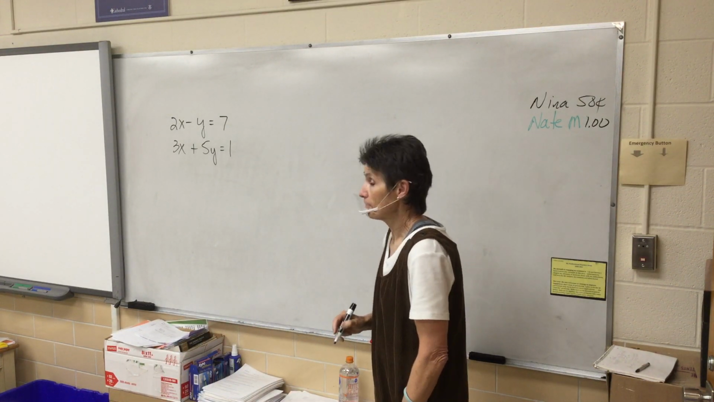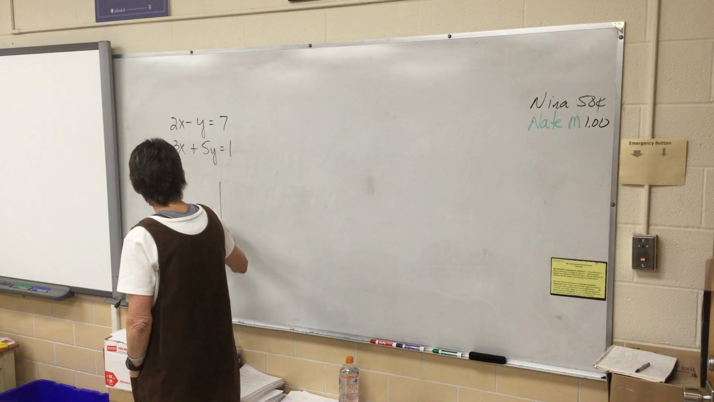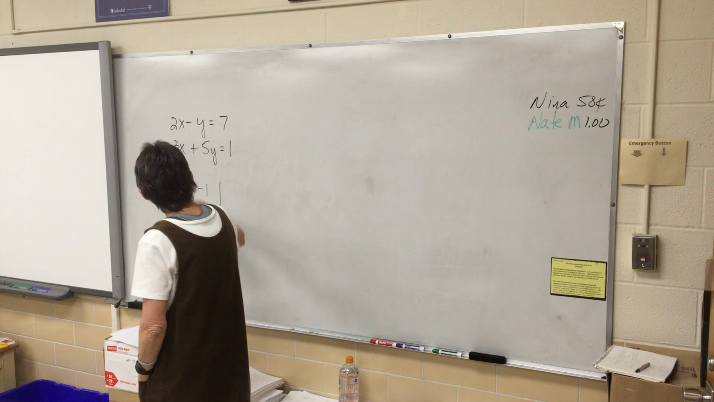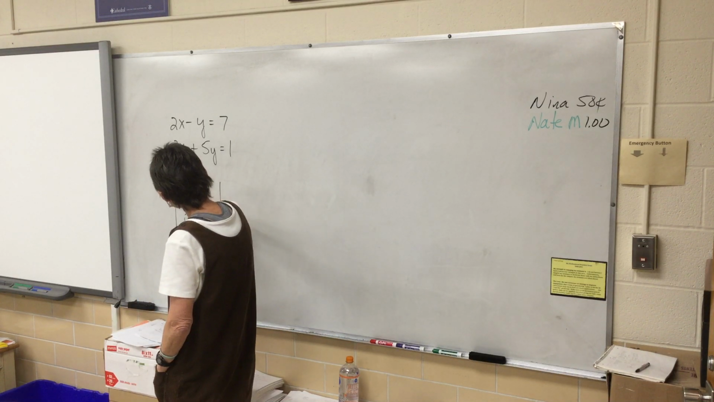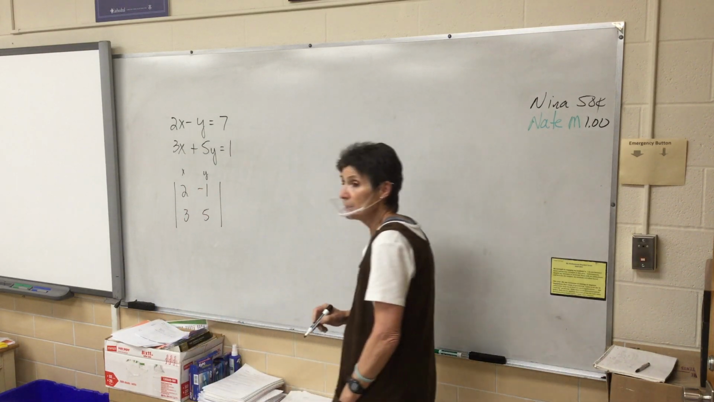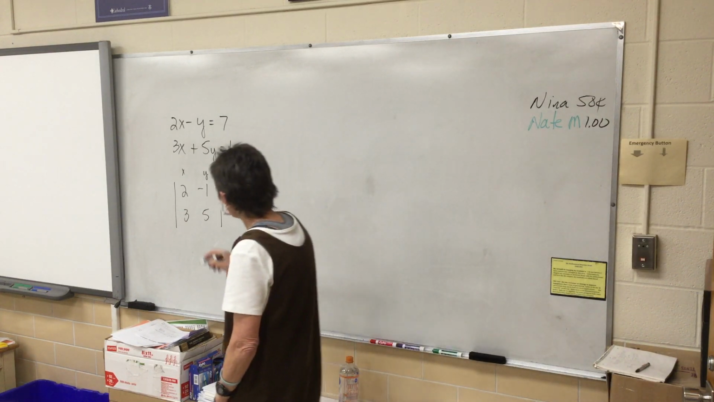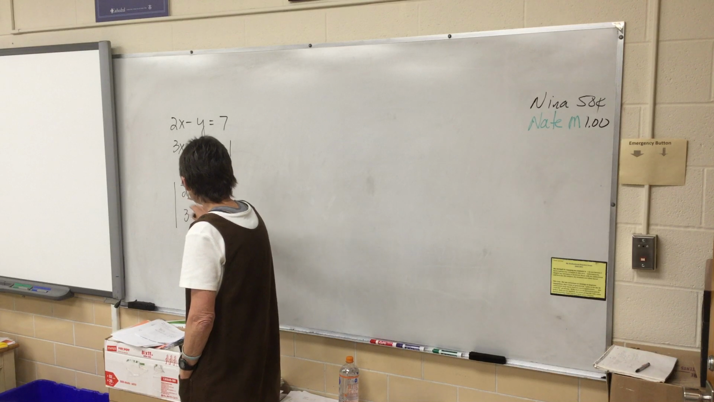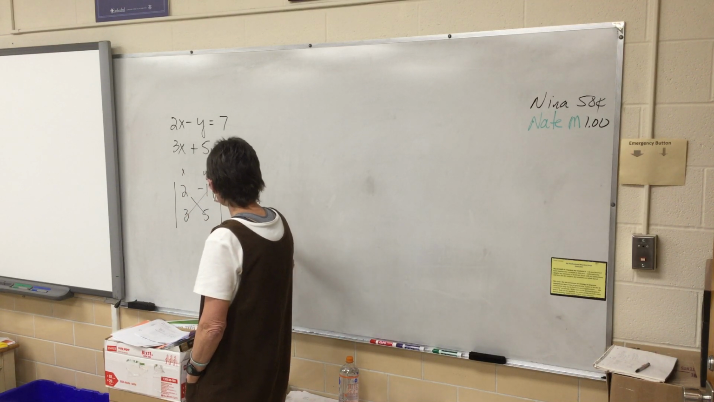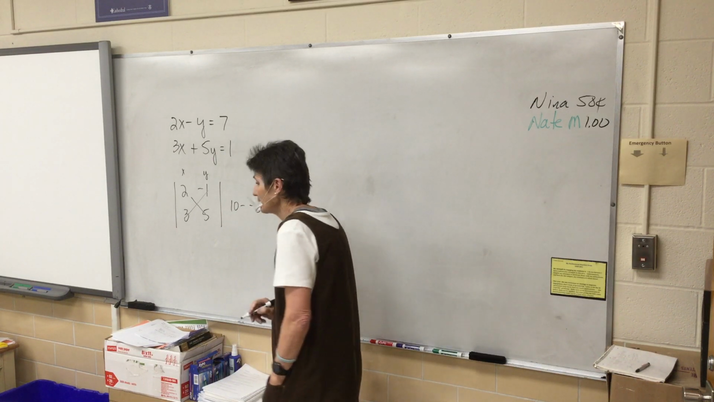Okay, so the first thing I do is make a determinant of the coefficients in the problem. So here are my x coefficients all lined up. Here are my y coefficients all lined up. And now I'm going to evaluate that determinant. So I'm going to multiply down, that gives me 10. I'm going to multiply up, that gives me -3. And then I'm going to subtract those numbers, so I get 13.